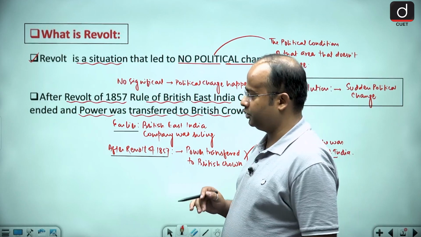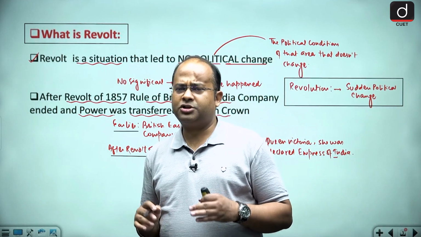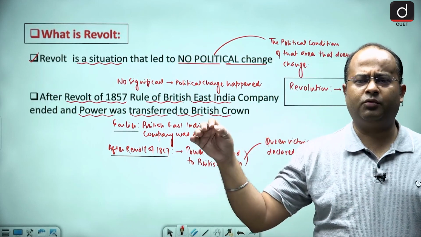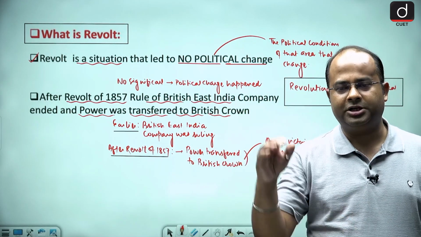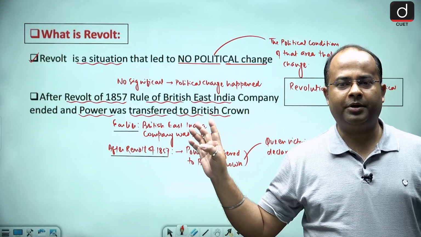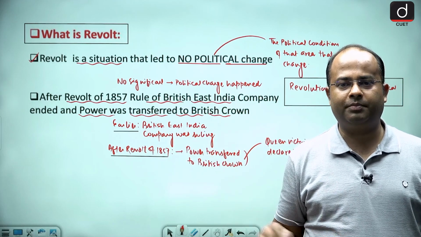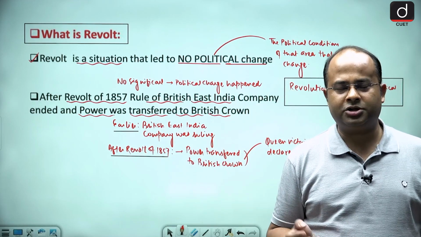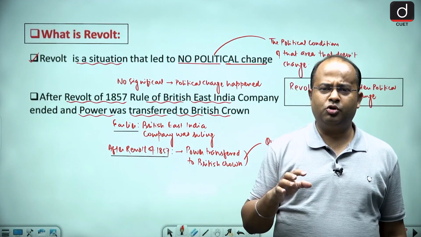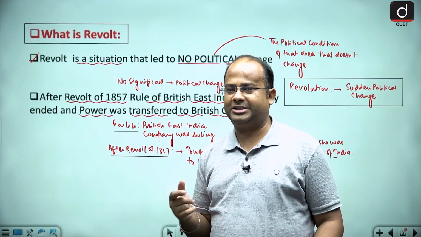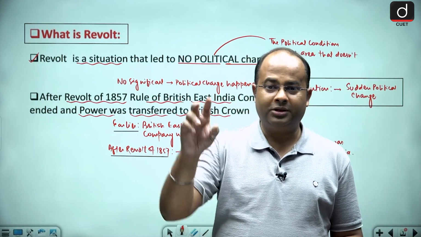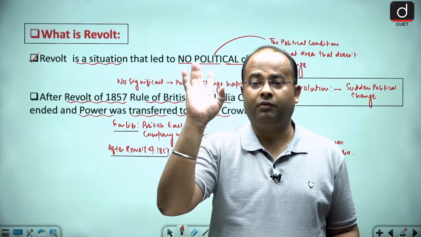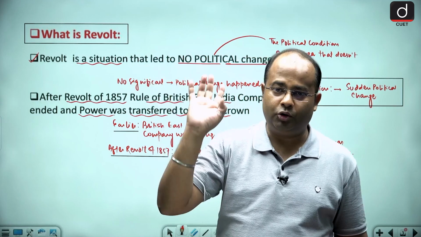That was Queen Victoria. So my dear friends, after the revolt of 1857 there was no significant political change. Earlier, the British East India Company was ruling, which was also a British company. Now the power was transferred to the British Crown, which is also British. So technically, there was no significant political change. Therefore, the event that happened in 1857 was a revolt, it was not a revolution.